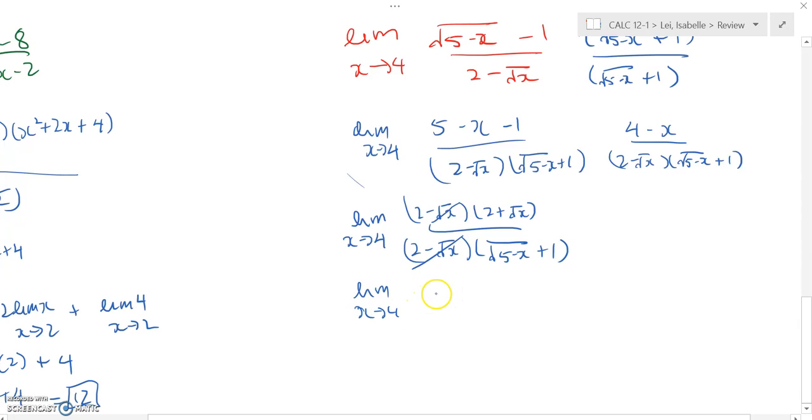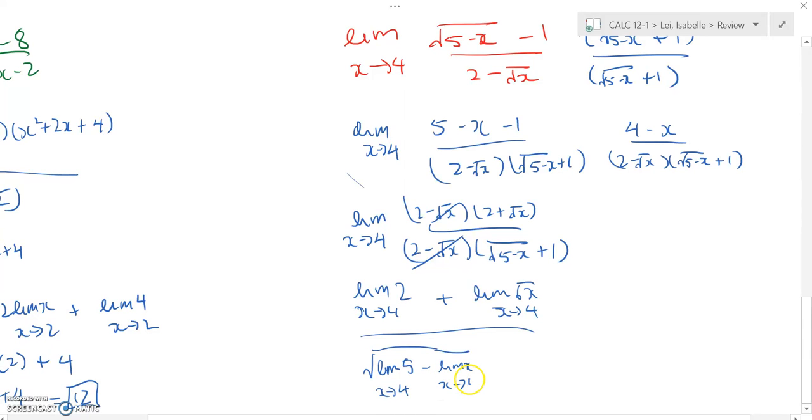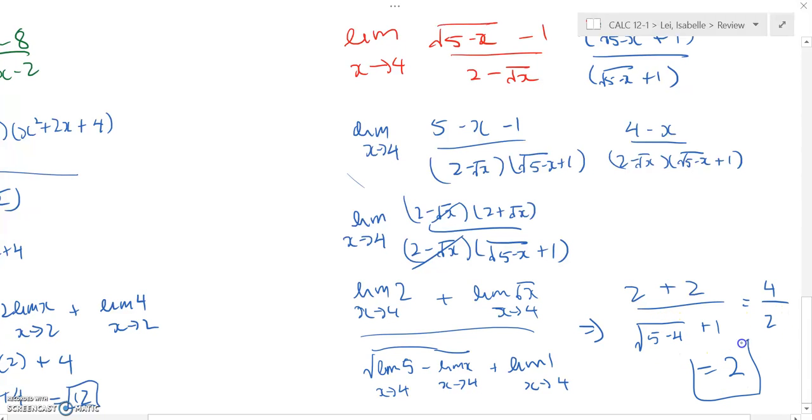So this becomes the limit of 2 as x approaches 4 plus the limit of root x as x approaches 4, all over the limit of 5 as x approaches 4 minus the limit of x as x approaches 4 plus the limit of 1 as x approaches 4. So plugging in the numbers, this becomes 2 plus root 4, which is 2, over the square root of 5 minus 4 plus 1, which is 4 over the square root of 1, which is 1, plus 1, which is 2. So this final answer is 2.